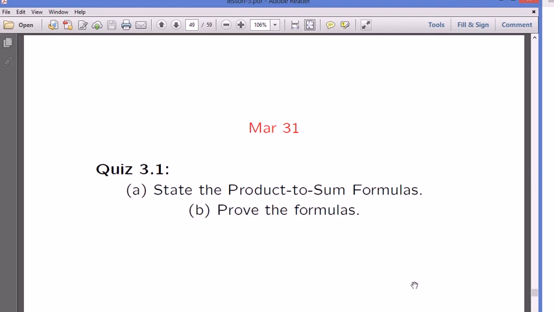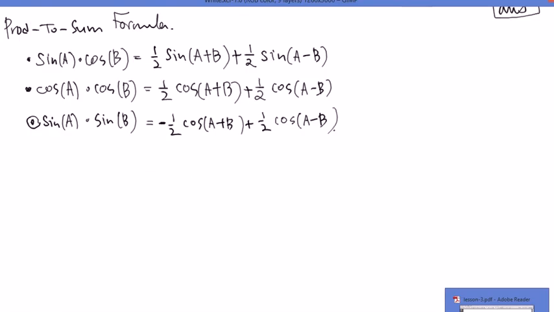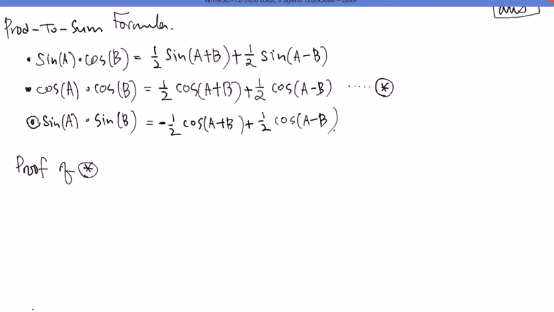Alright? So how about this part here? Prove the formulas. How are you going to prove this formula? Write down, for example, if you want to prove this one, left hand side is simple enough. Simplify right hand side, right? So proof of formula star. Does this symbol make sense? Star represents this formula, right? What do you do? Right hand side? Correct?